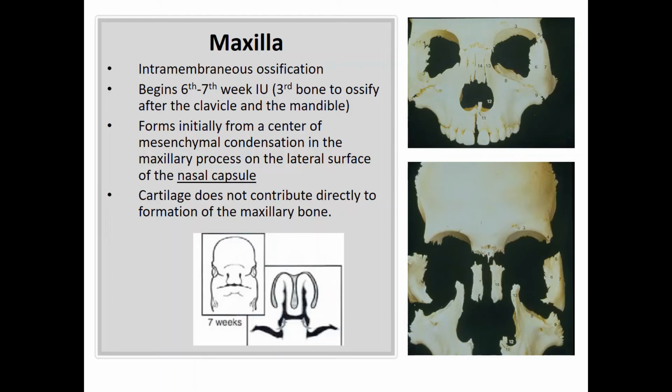And the initial condensation of mesenchymal cells will actually occur lateral to the nasal capsule. So the nasal capsule will be merely the structure to guide the condensation lateral to it, but it will not contribute to the formation of the maxilla. Now, this condensation of mesenchymal cells will be invaded by blood, etc., until we get the intramembranous ossifications.